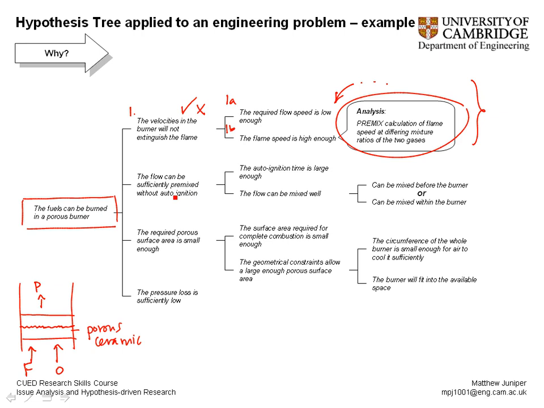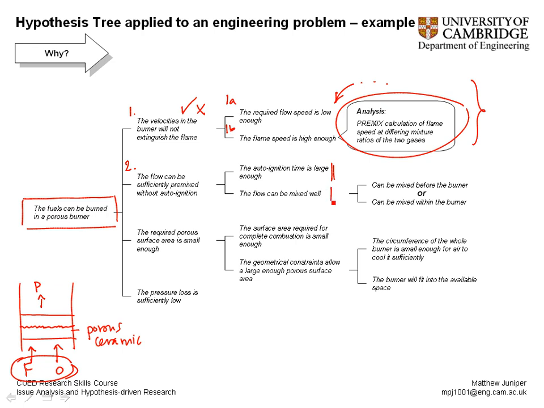So for example, the second one would be that the flow can be sufficiently pre-mixed without auto-ignition. What that means is that when we mix the fuel and oxidizer upstream, they don't spontaneously burst into flame before they hit the porous ceramic. And again, when we divide this hypothesis up, we get a bunch of other things that we can test. The auto-ignition time is large enough. Well, we can take a particular mixture ratio and work out that auto-ignition time. That is the time it takes before the fuel and the oxidizer spontaneously combust.